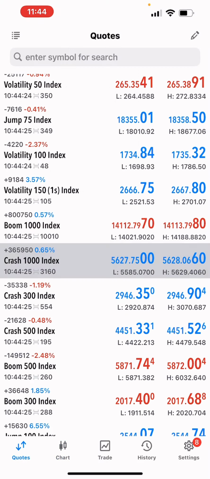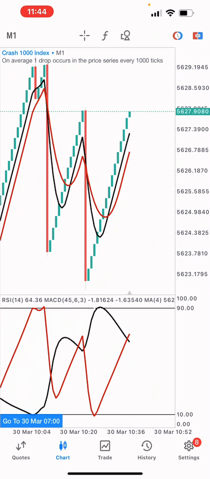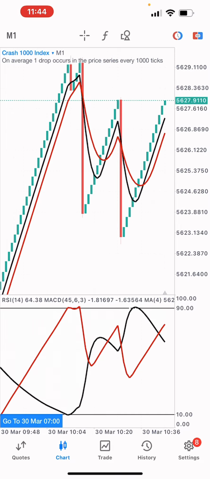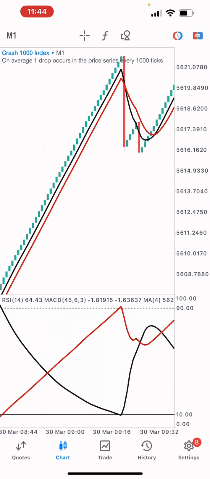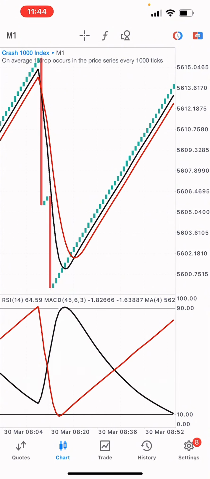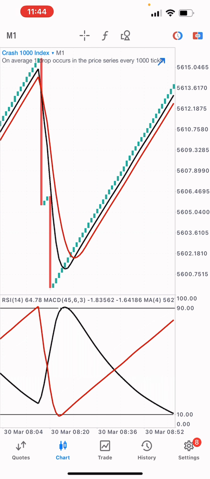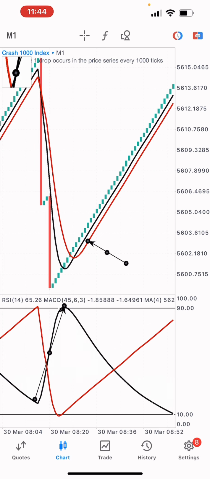Now let's look at the Crash 1000 index. For you to be a part of this market, you have to wait for a spike, just like in this particular case here. Like I explained before, the red indicator for the market spike has to spike from there to here. Then upon the crossover of the moving average, the black indicator has to come to the overbought. So they have to exchange places.